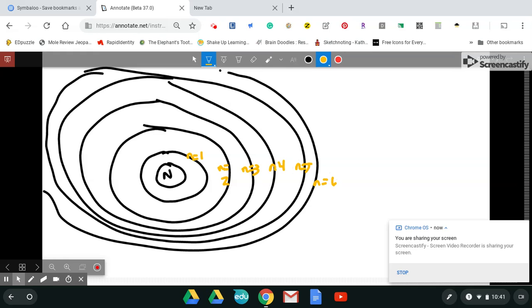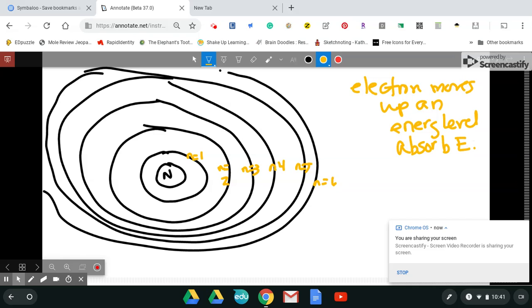So here's what you need to be able to see. If an electron moves up an energy level, it has to absorb energy. When an electron falls down an energy level, then it releases energy and it gives off light. So here's what I want you to see. There are 3 variations of light that we're going to look at.